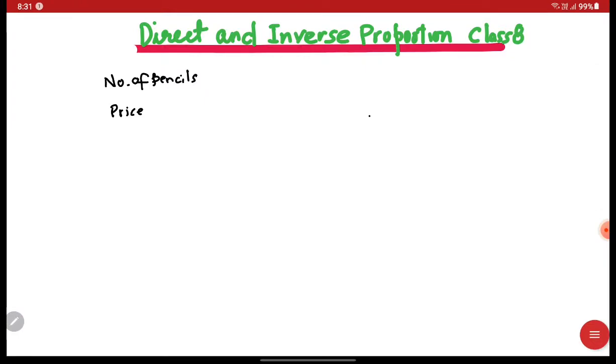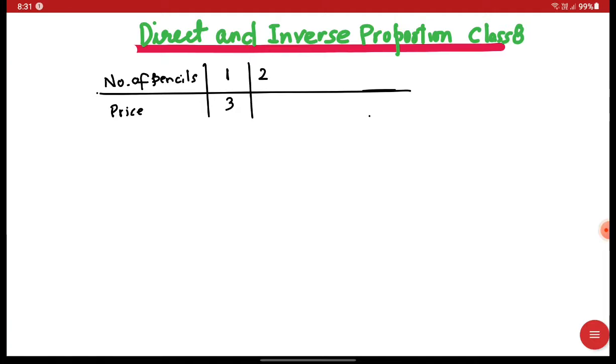Let's say you bought one pencil, and that costs 3 rupees. So the cost of one pencil is 3 rupees. Now you want to buy two pencils. So what will be the cost of two pencils? We will find out.